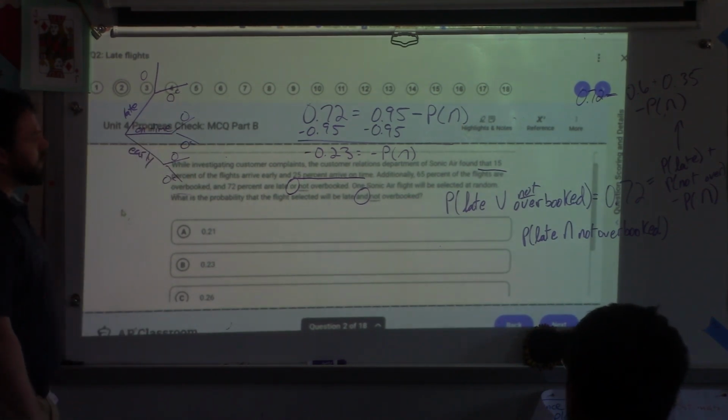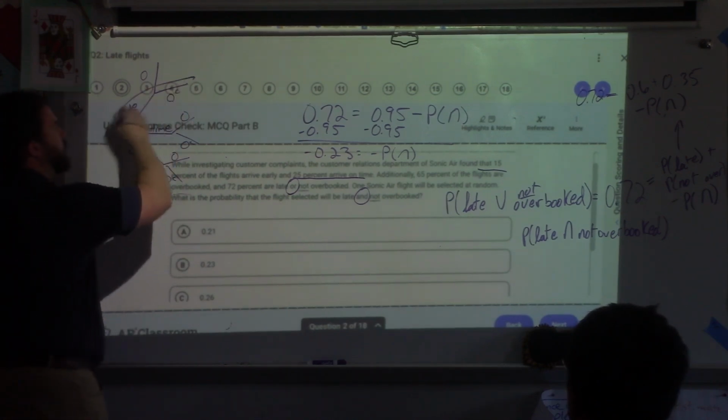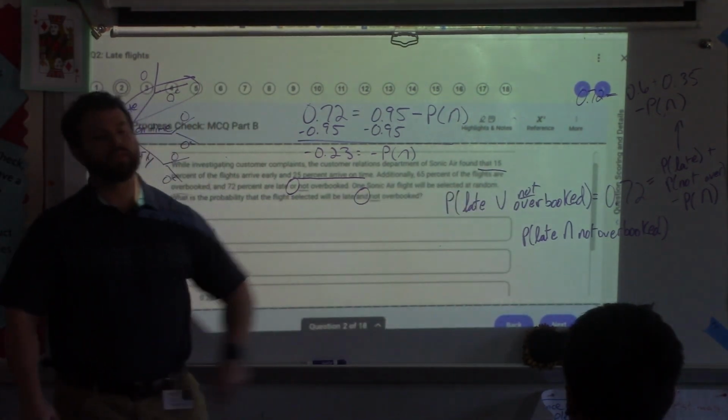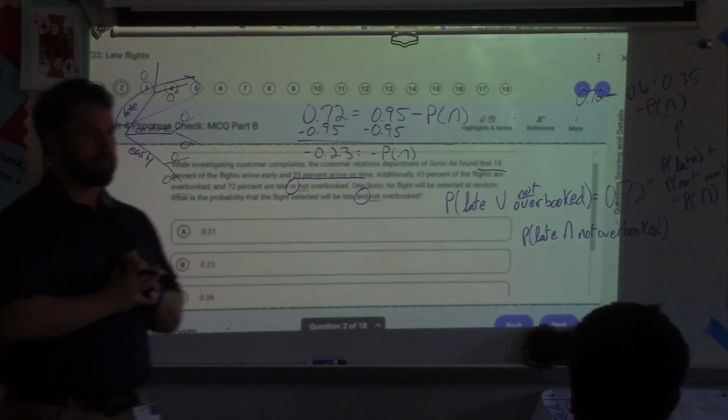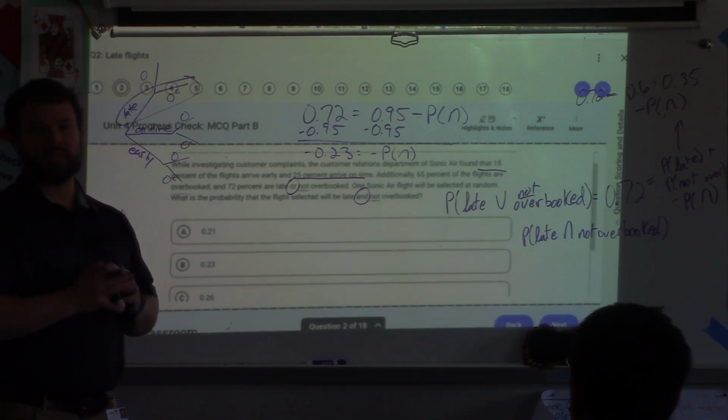And what we want is late and not overbooked. So this is what we want, but we're using the union formula because we have the union. Okay, so help explain that. Remember, if you've got a union, use that general addition formula somehow.